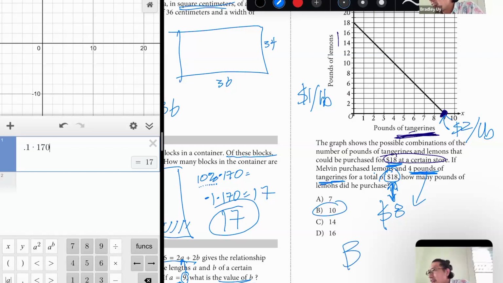Now, that's a long way to go about thinking about this problem, but here's a different way. Remember, all these combinations represent spending $18. And so all we have to do is look at 4 pounds of tangerines on this graph, right there. And that corresponds to 10 pounds of lemons, which is the answer there. So we can also use the graph for the information that we need.